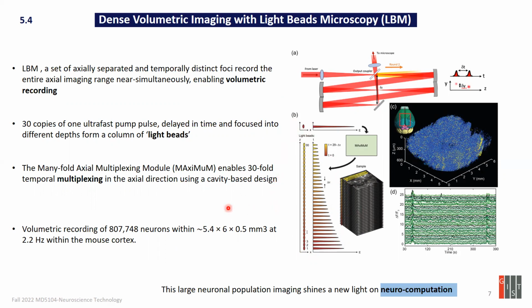This kind of method will provide us volumetric recording. Here in this example there are 800,000 neurons, which we can see together, and that's a large neuronal population, and it can be used for neurocomputation.